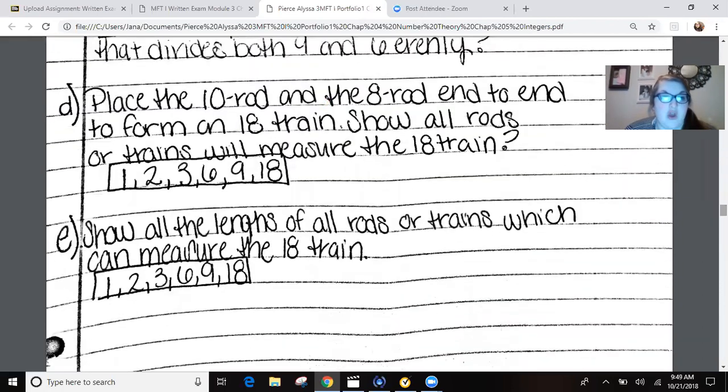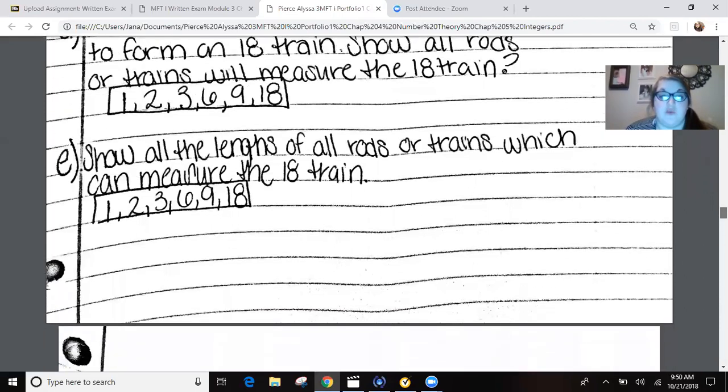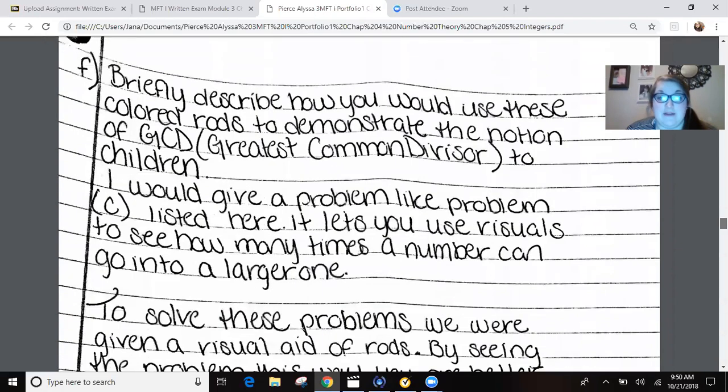For D, we're to place the 10 rod and the 8 rod end to end to form an 18 train. Show all the rods or trains that will measure the 18 train. We would have 1, 2, 3, 6, 9, and 18. So for E, it's asking us basically the same question. And again, our answer is 1, 2, 3, 6, 9, and 18.